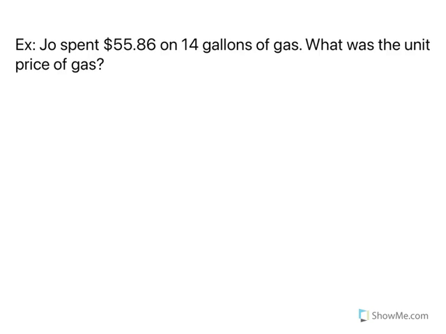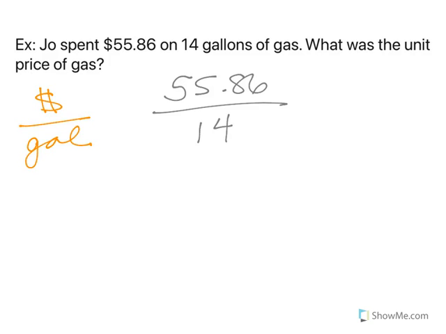Joe spent $55.86 on 14 gallons of gas. What was the unit price of gas? Right, this is still a rate since we're talking about dollars and gallons, two separate units. And now we're talking about price of gas. So price per gallon. All right, so dollars on the top, $55.86 divided by 14 gallons. When I divide, I end up with $3.99 per gallon of gas.